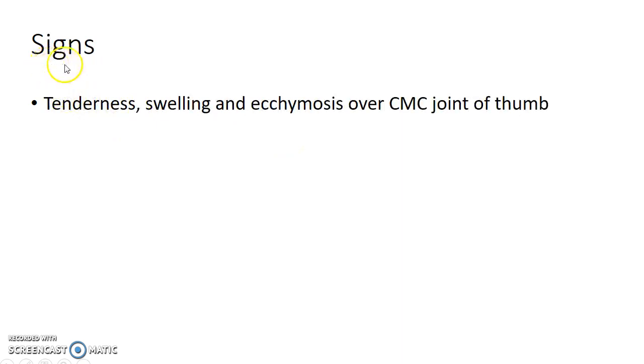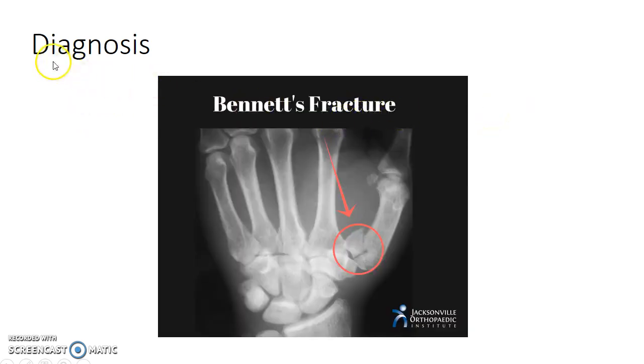What are the signs of Bennett's fracture? There will be tenderness, swelling, and ecchymosis over the carpometacarpal joint of the thumb. How do you diagnose a case of Bennett's fracture? Bennett's fracture is diagnosed using X-ray. This picture shows the X-ray of a patient with Bennett's fracture.